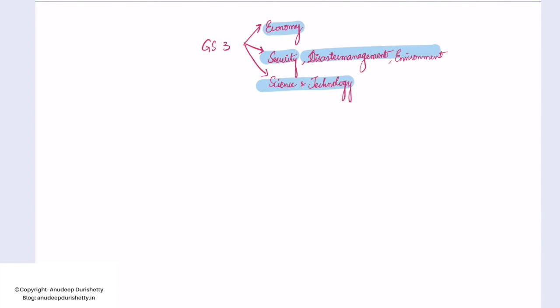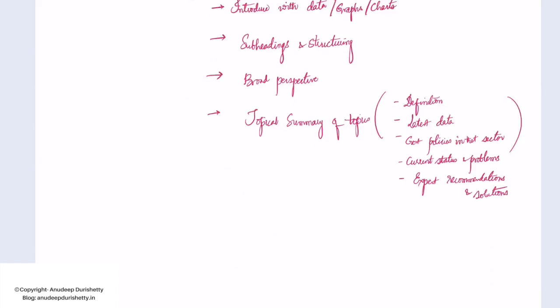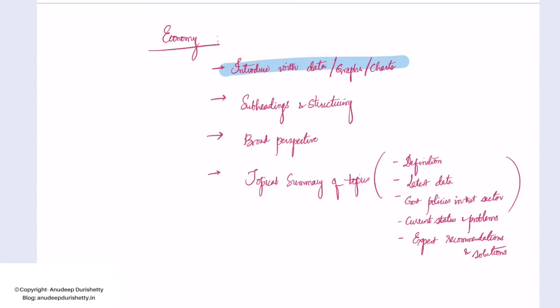GS3 can be divided into broad topics such as economy, security, disaster management, environment, and science and technology. Now let's deal with answer writing in economy. Just as we open GS2 answers in polity with constitutional provisions, in GS3 economy, try to start your answers with a statistic or relevant data pertaining to the question.